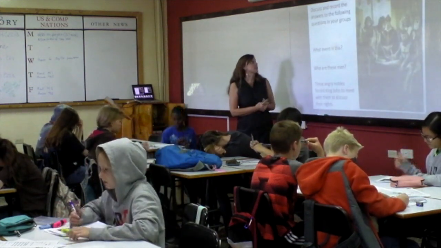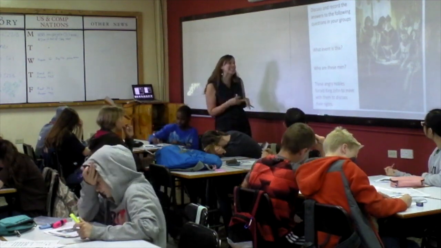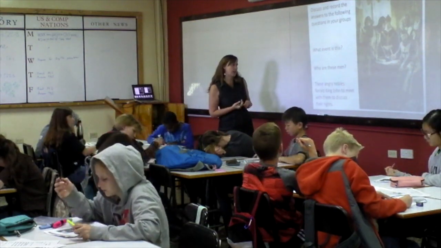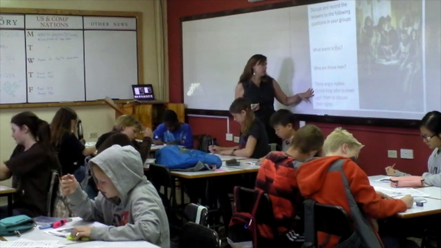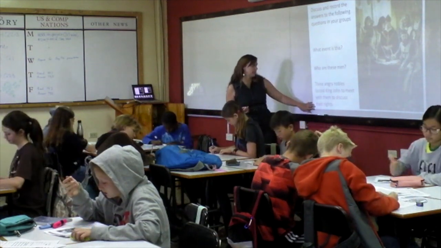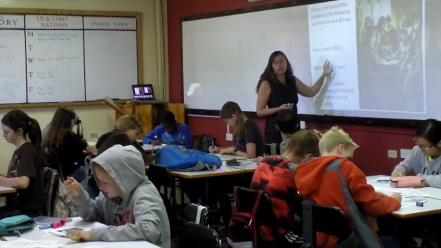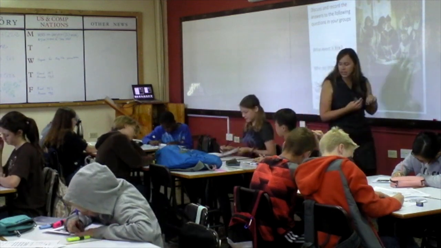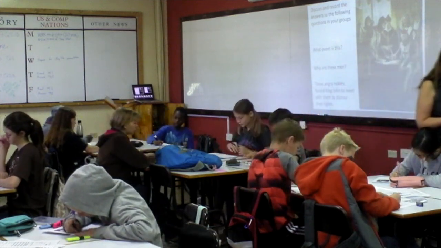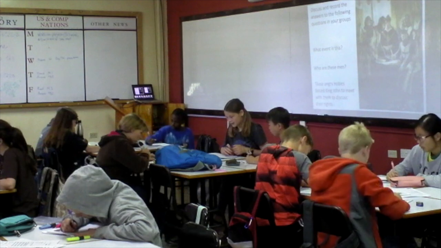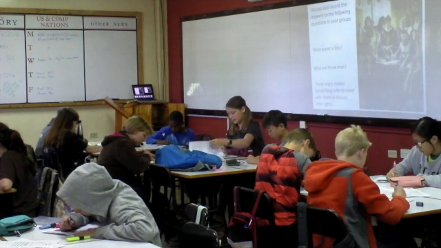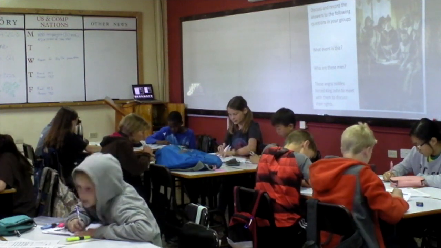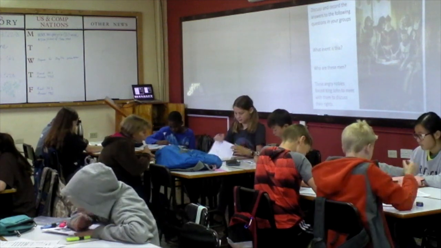Discuss your important answers and plotting questions in your group. What event is this? Who are these men? These angry nobles forced King John to meet with them to discuss their rights. What event is this? King John.